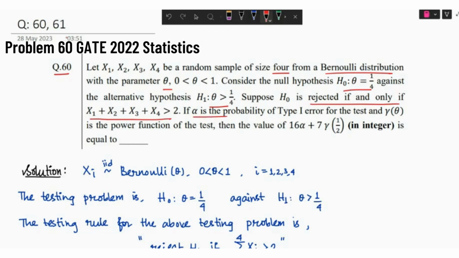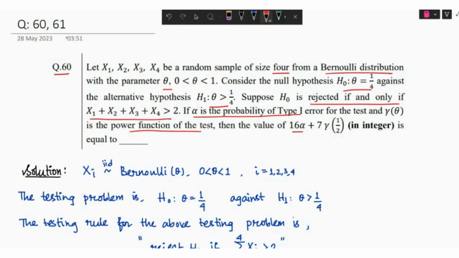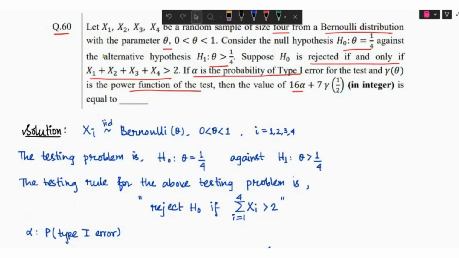So if alpha is the probability of type 1 error for the test and gamma(theta) is the power function of the test, you have to find the value of 16 alpha plus 7 gamma of half. That is the power function, the value of the power function at theta equal to half, in integer. So to do the problem, let us consider the given facts.